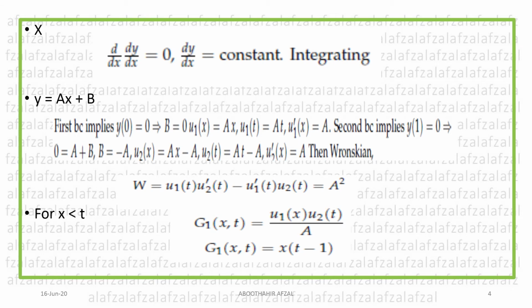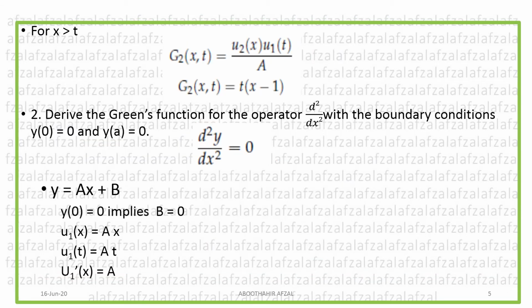And then coming to the second case, x greater than t, g2 of xt is given by u2 of x u1 of t by a. So that will become t into x minus 1. So the question is to find the Green's function only. Therefore we have found the two Green's functions: below, x less than t, and above, x greater than t.